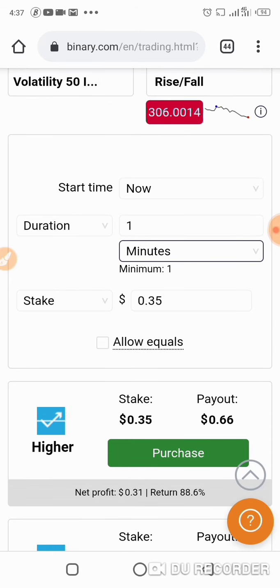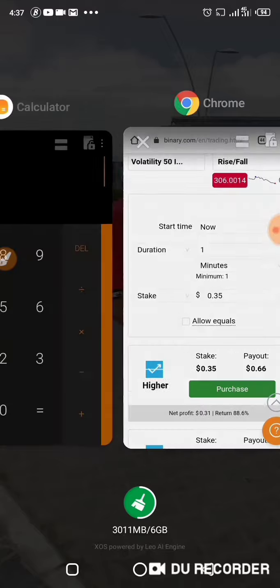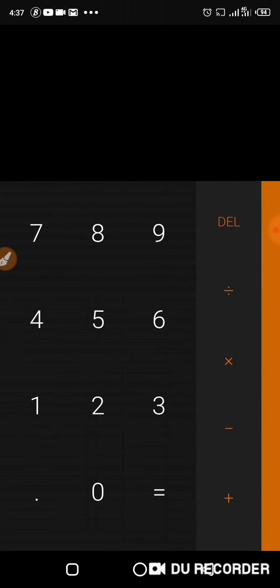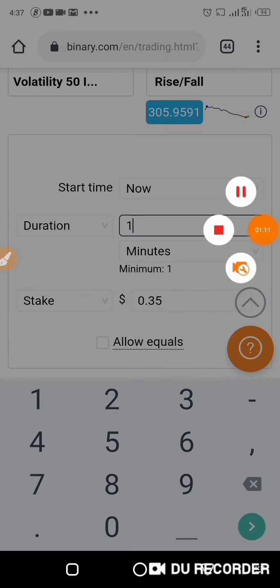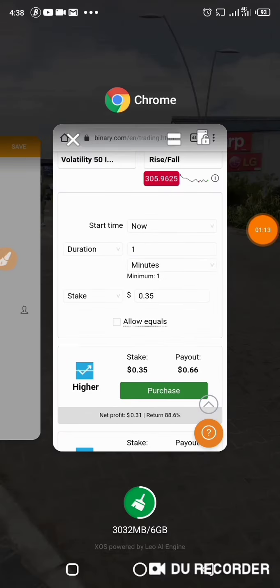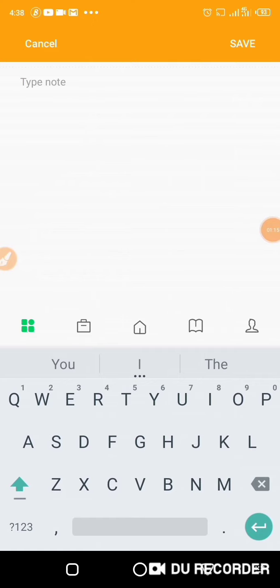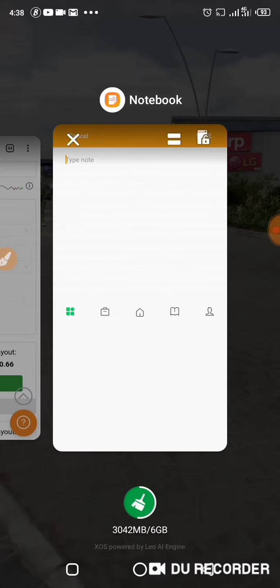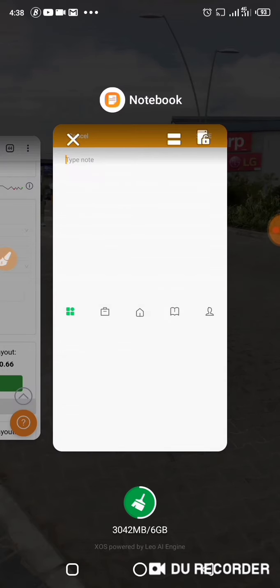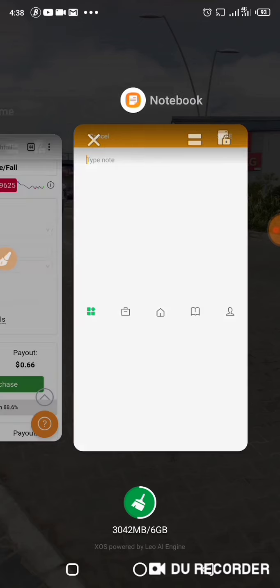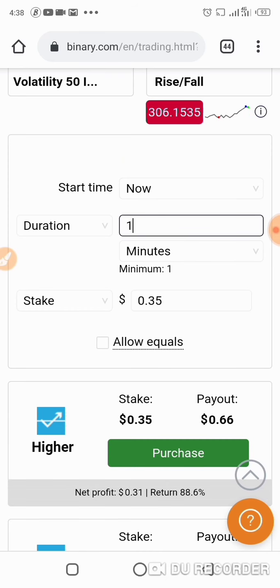It's very easy. What you need to do is to open a calculator and also open your notepad, which is where you do your typing. So you can see here's my browser, here's my calculator, and here's my notebook. So this is how to minimize the martingale to be in profit.